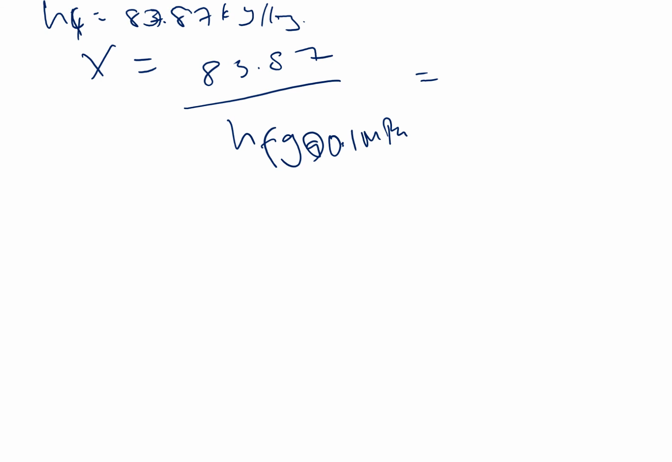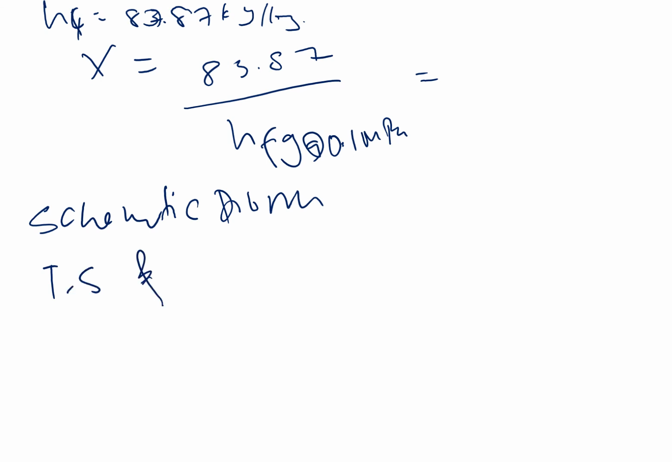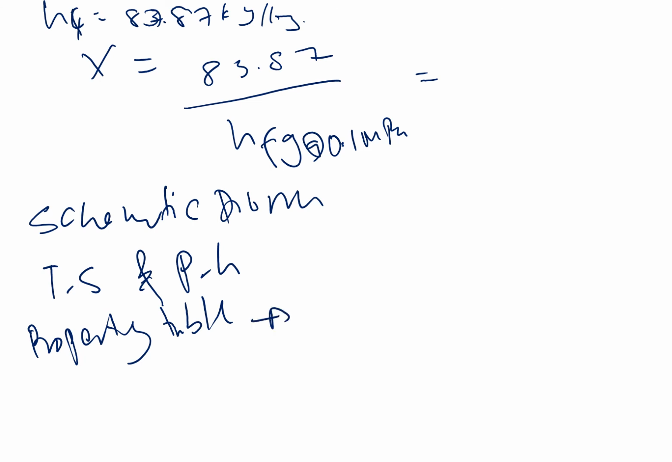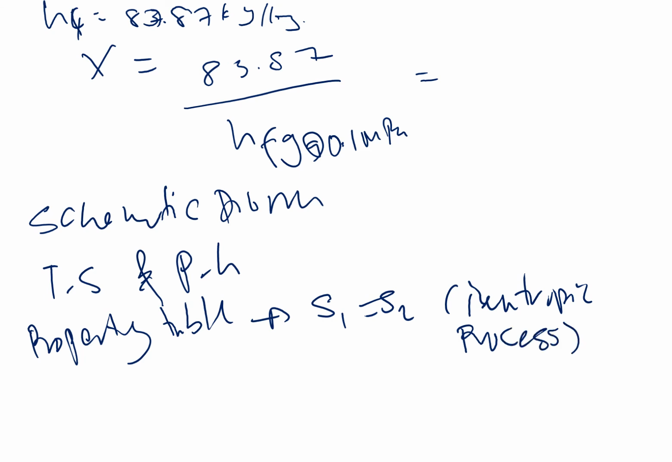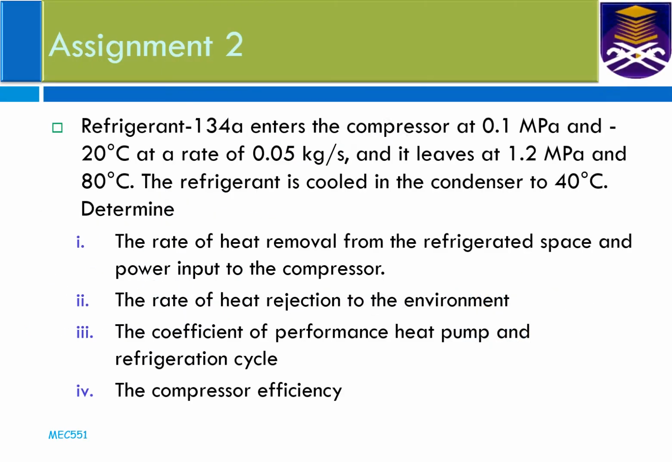alright, so remember the schematic diagram, and then the temperature entropy diagram and the pressure enthalpy diagram, and then use a property table. Okay, whereby in the property table you connect it with the isentropic S1 equal to S2. Okay, alright, any questions? None? Okay.